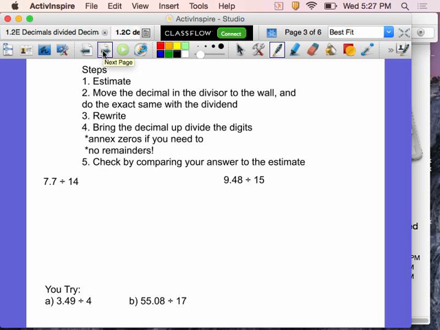Now, let's just do a couple others because we're going to run into some other problems when we're doing this. So, 7 and 7/10 divided by 14. Now, think about that. If I have about 8 people divided by 14, am I going to have whole people if I start splitting them into 14? Nope. So it's something smaller than 1.